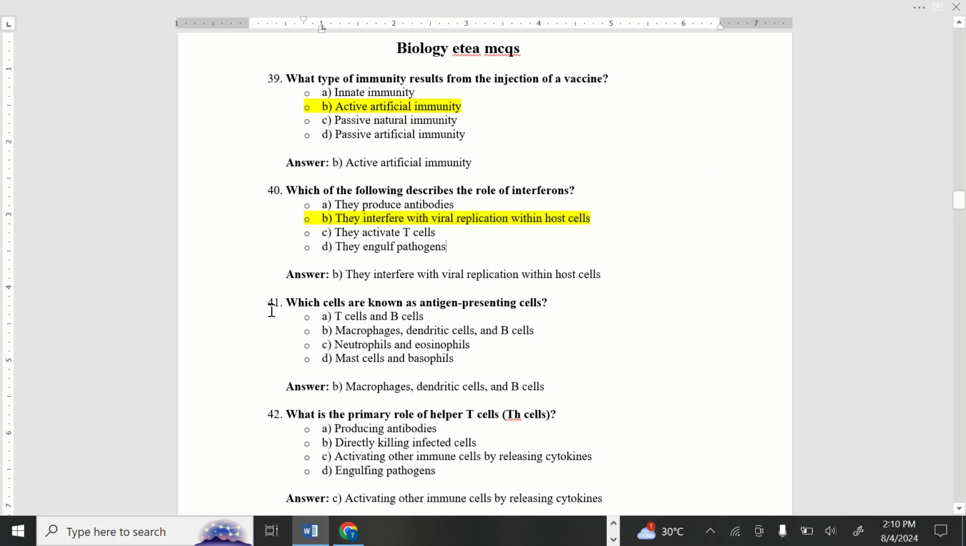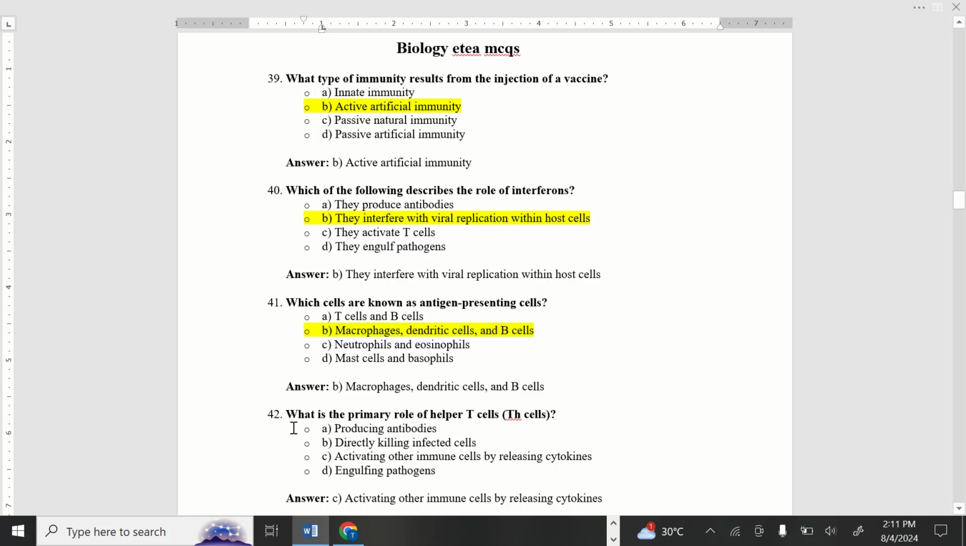The next MCQ is: which cells are known as antigen presenting cells? A. T cells and B cells. B. Macrophages, dendritic cells and B cells. C. Neutrophils and eosinophils. D. Mast cells and basophils. So the correct option is B. Macrophages, dendritic cells and B cells.